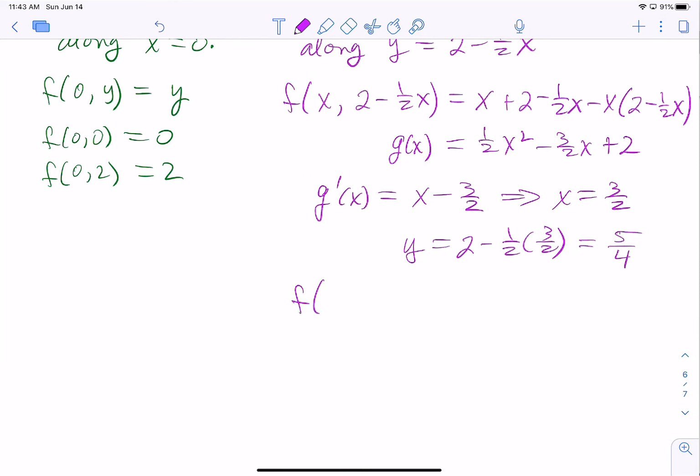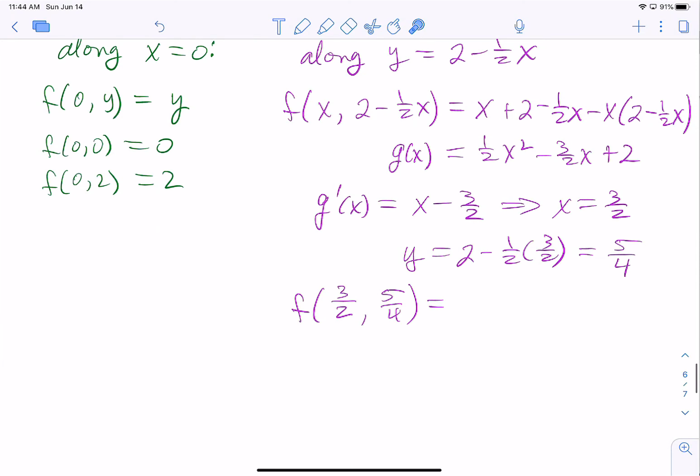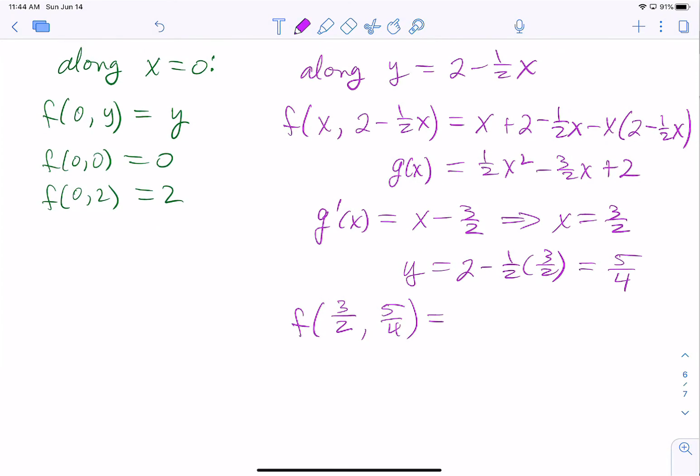We need to evaluate f at 3/2, 5/4. And using our original definition of the function f, if we evaluate that when x is 3/2 and y is 5/4, we get a value of 7/8.